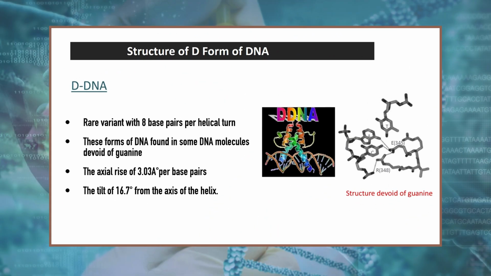Let's now discuss the dDNA. This rare variant has only 8 base pairs per helical turn. This form of DNA is found in some DNA molecules devoid of guanine. The axial rise is 3.03 angstroms per base pair and the tilt of the helix is 16.7 degrees.